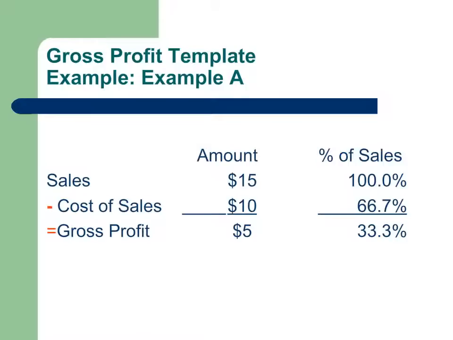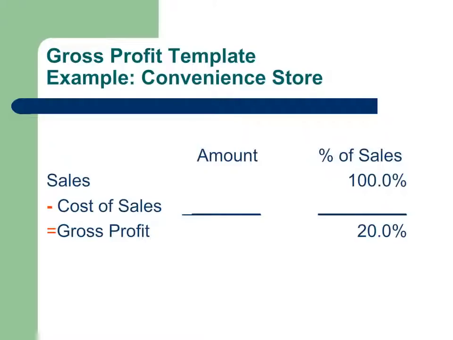When rounding percentages in accounting, we generally round to one digit after the decimal. If you were to go back to the point where we introduced example A, you would see that the markup percentage, which is based on cost, was 50%. Now you can see that a 50% markup equates to a 33.3% gross profit margin.